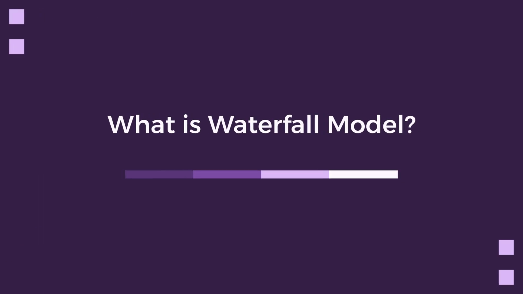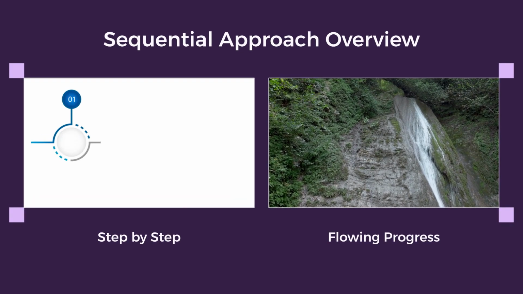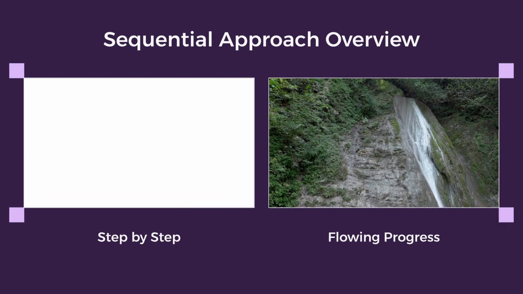The Waterfall Model is a linear, sequential project management approach. Each phase must be completed before the next begins, like a waterfall. It's a step-by-step process where progress flows steadily downwards through the phases of a project.